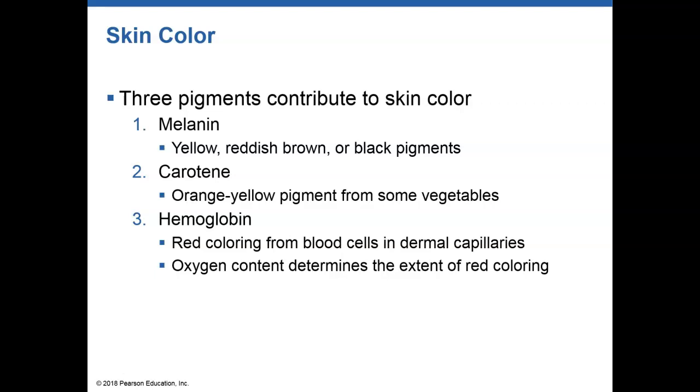Carotene is a pigment produced from vitamin A, specifically, and it's found in yellow-orange vegetables, so your carrots or squash have a lot of carotene in them. And then hemoglobin, which is the oxygen binding molecule in blood, forms that reddish coloring of blood. And the amount of oxygen will determine how red that coloring is.